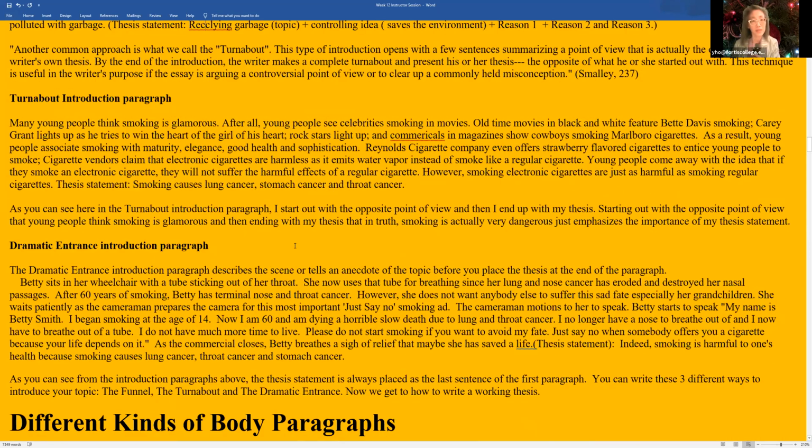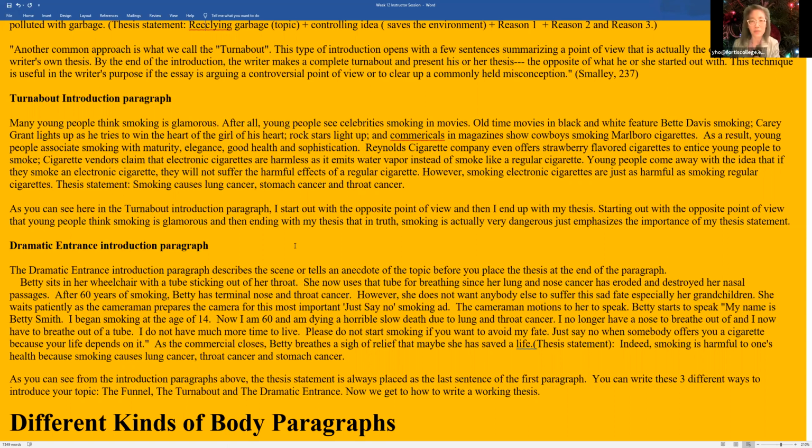The second kind of introduction paragraph is when you use a turnabout. A turnabout is when you write the opposite point of view first, and then you write your thesis statement. So let's say your thesis statement is smoking is dangerous for your health. Then you write the opposite point of view first, and then you write your thesis statement. The reality is, however, that's the reality. So here you write the opposite point of view first. Many young people think smoking is glamorous.